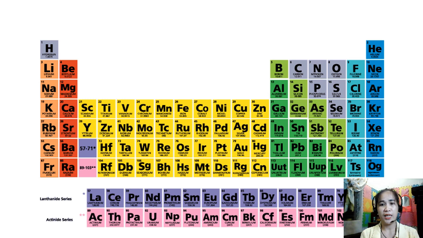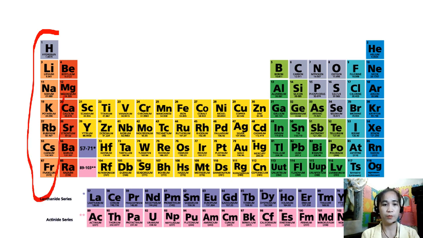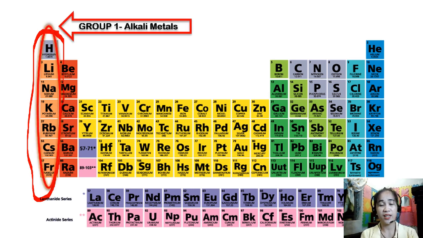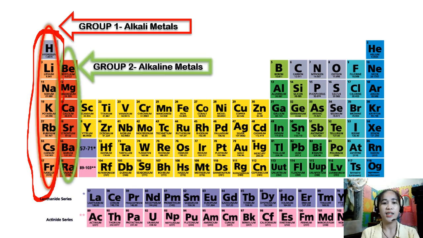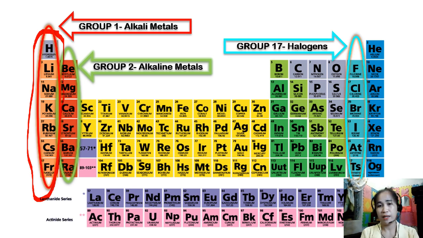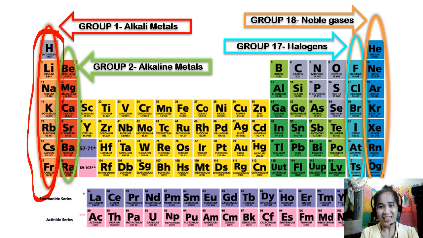Some families have special names. When we say families, this is the vertical column, right? In group 1, the elements are called the alkali metals. Group 2 is the alkaline earth metals. In group 17, they are called the halogens. And group 18 are the noble gases.